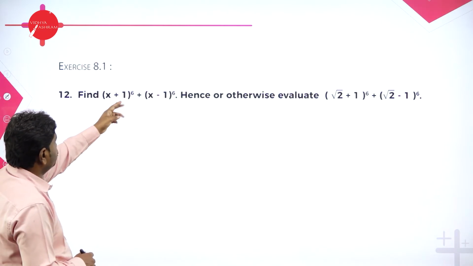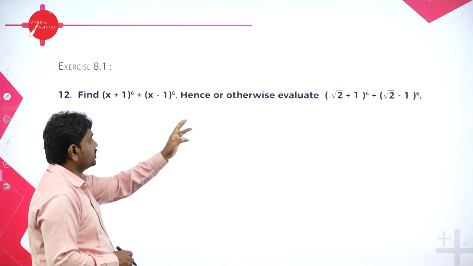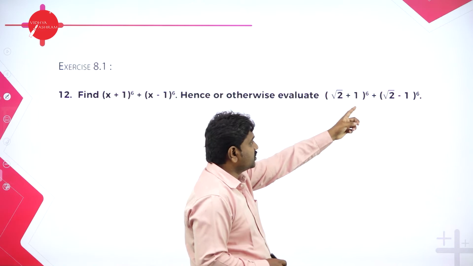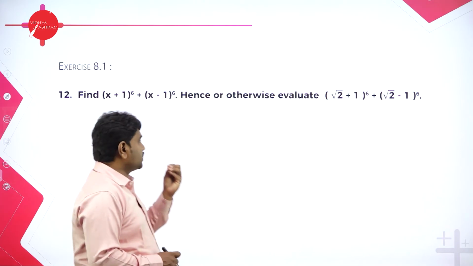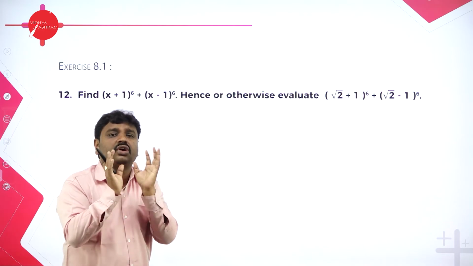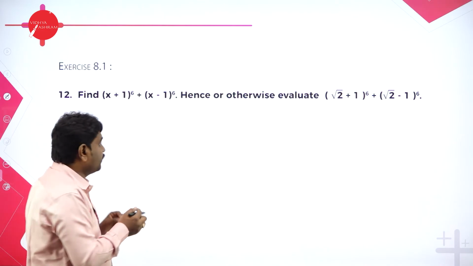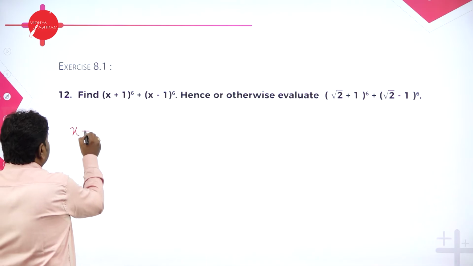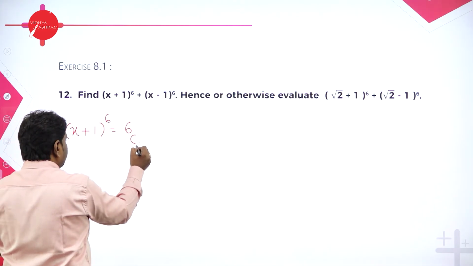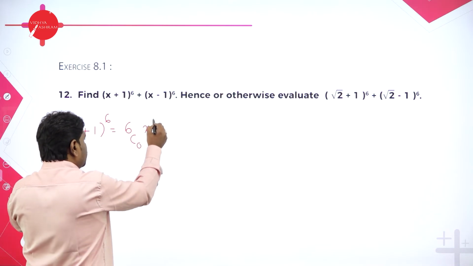Then the same, (x plus 1) power 6 plus (x minus 1) power 6. Find, and hence evaluate (root 2 plus 1) power 6 plus (root 2 minus 1) power 6. See, 1 is an interesting term. 1 power anything is 1. So 1 you can drop it. You can ignore 1. So now I'll take (x plus 1) power 6. What is (x plus 1) power 6? Start with 6c0, and x power you start with 6.